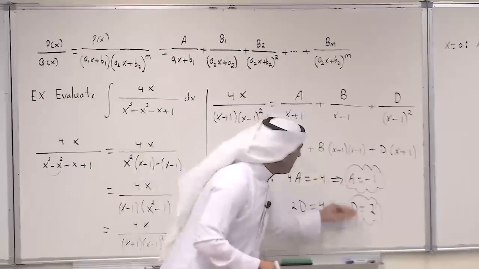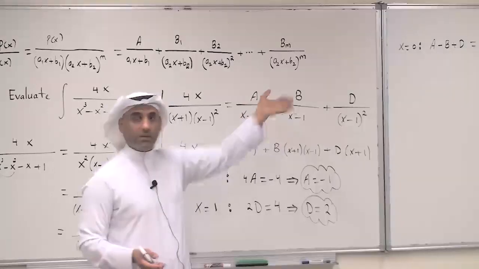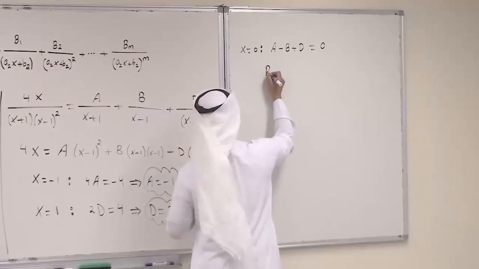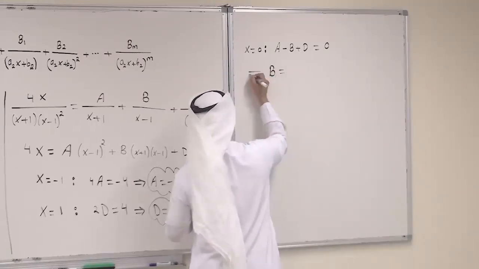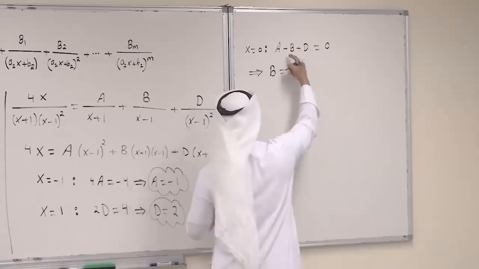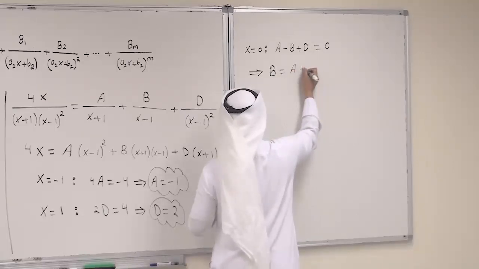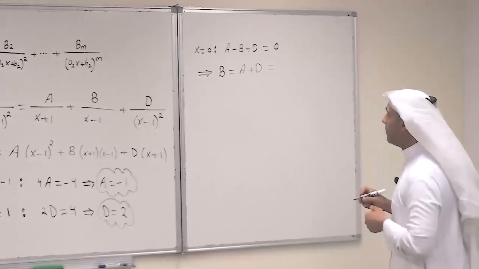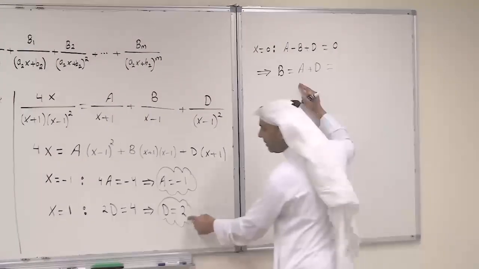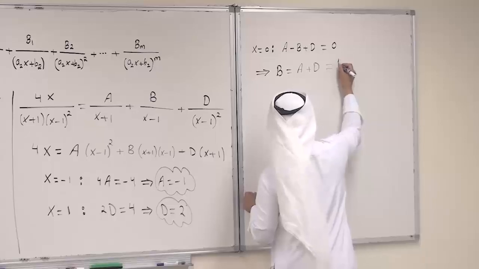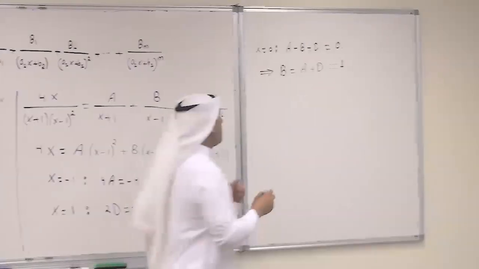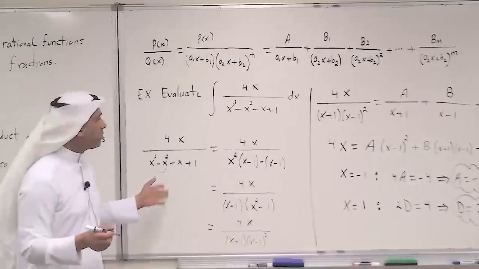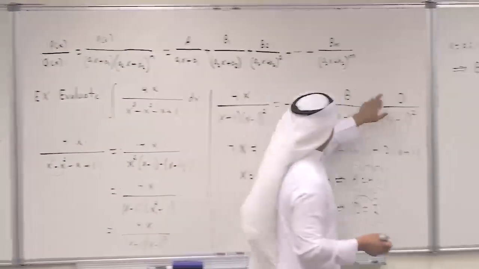We have a and we have d, so we can substitute to get the value of b. This implies b is equal to, if you take it to the other side, a plus d. If you substitute a by minus 1 and d by 2, adding them, the answer is equal to 1. So we get the value of b, the value of a, and the value of d. Simply what you need to do is go back and substitute here and then do the integration.